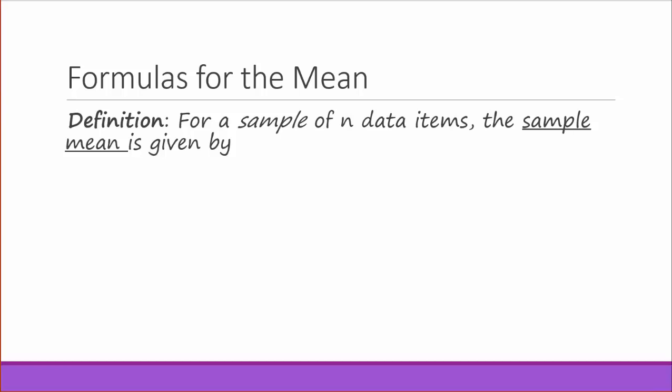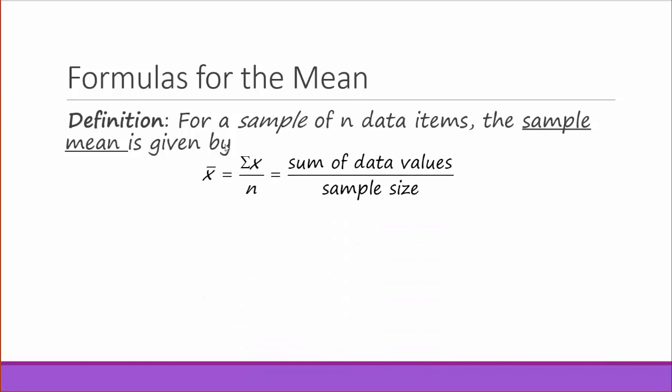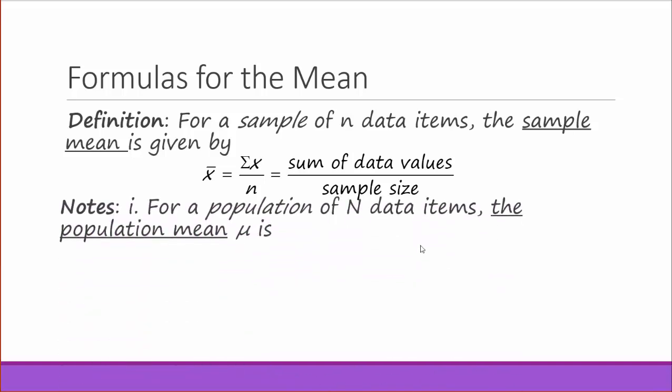First, we can say for a sample of little n data items, the sample mean is given by, well, here it is. And for this part, we say x bar. That's our notation for the sample mean. And what is it? Sigma x over n. So that means to take the sum of the data values and to divide that by the sample size, the number of data values that we have. Now, so that is a sample statistic. It happens to have a corresponding parameter. And let's talk about that for a minute.